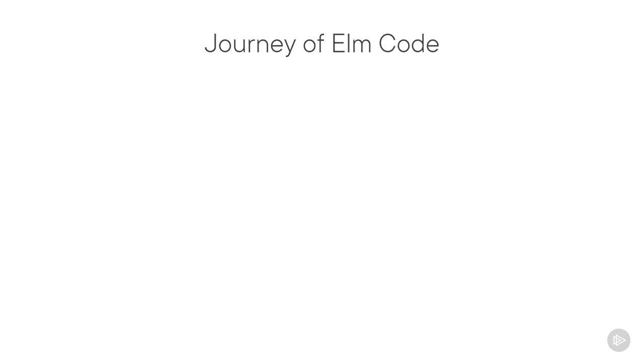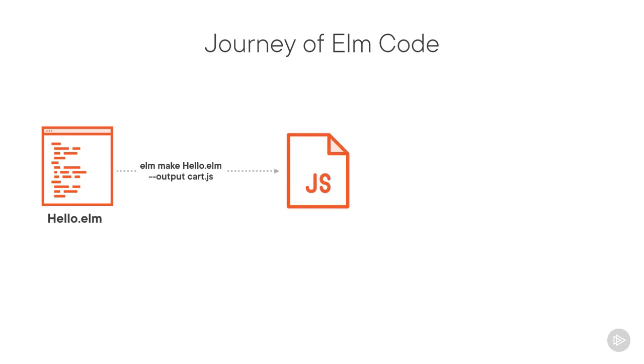Do you remember the journey of Elm code? Let's say we write the Elm code for our shopping cart web app and save it as hello.elm. The Elm compiler turns the Elm code into JavaScript code by running the elm make command on the hello.elm file with the output set to a JavaScript file, let's say cart.js. A web app also needs HTML for the structure and CSS for styling.